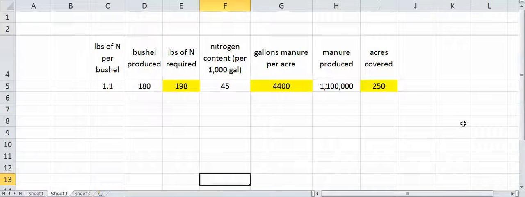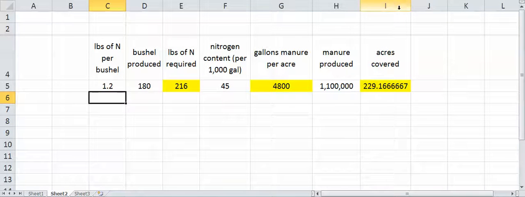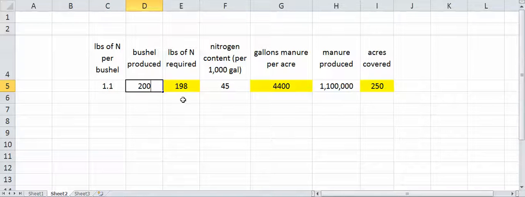So what's nice about a spreadsheet is that I can come in here and I can literally change any of this data. If I decide I want to fertilize at the amount of 1.2 pounds of N per bushel, I just change that number and my other numbers are computed instantaneously. If I want to fertilize for a 200 bushel corn crop, I just change my bushels produced.